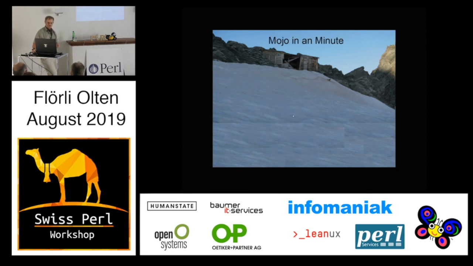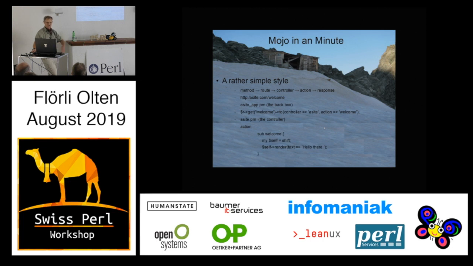But, and to give you Mojo routes in a minute, it has a rather simple style. Method to a route, to a controller, to an action, to a response. So there's your URL. asite.app is the black box, or the app. And in that app, you would have a route, get welcome, and then to controller asite, and the action is welcome. There's asite, which is the controller, and the action, which is the actual sub, welcome, which renders the text. So it's fairly simple.